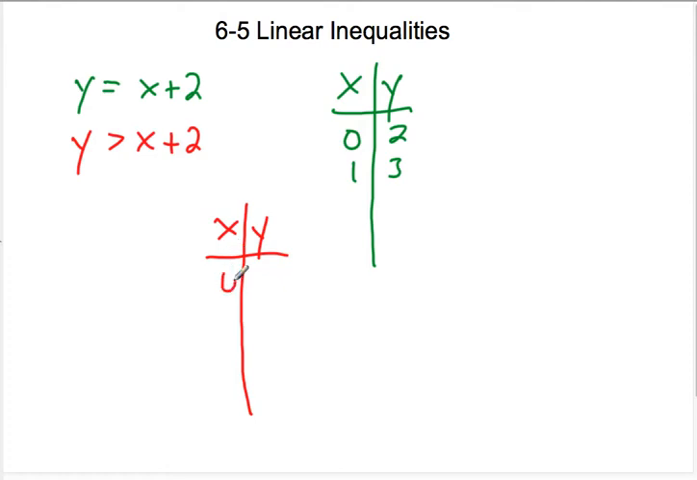So if x is 0, y could be a lot of different things now, right? Because y just has to be greater than 2 at this point. So it could be 3, could be 4, could be 5. If x is 10, y could be 15. Okay, so there's a lot of choices for y once you put in x. And so one of the easiest ways to figure out what x and y could equal is to show a graph for a linear inequality.